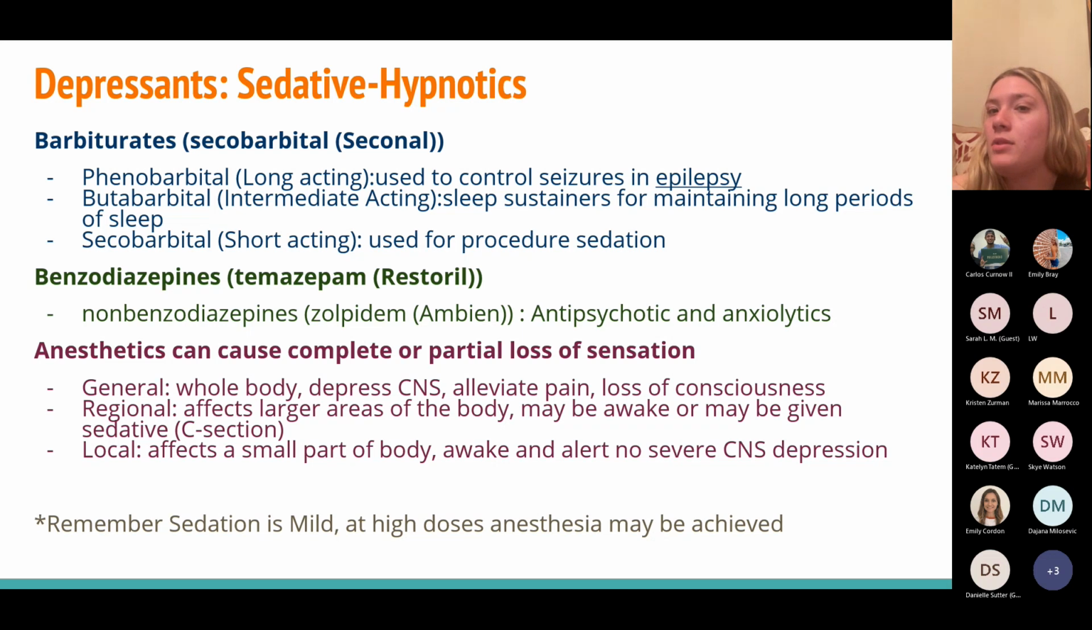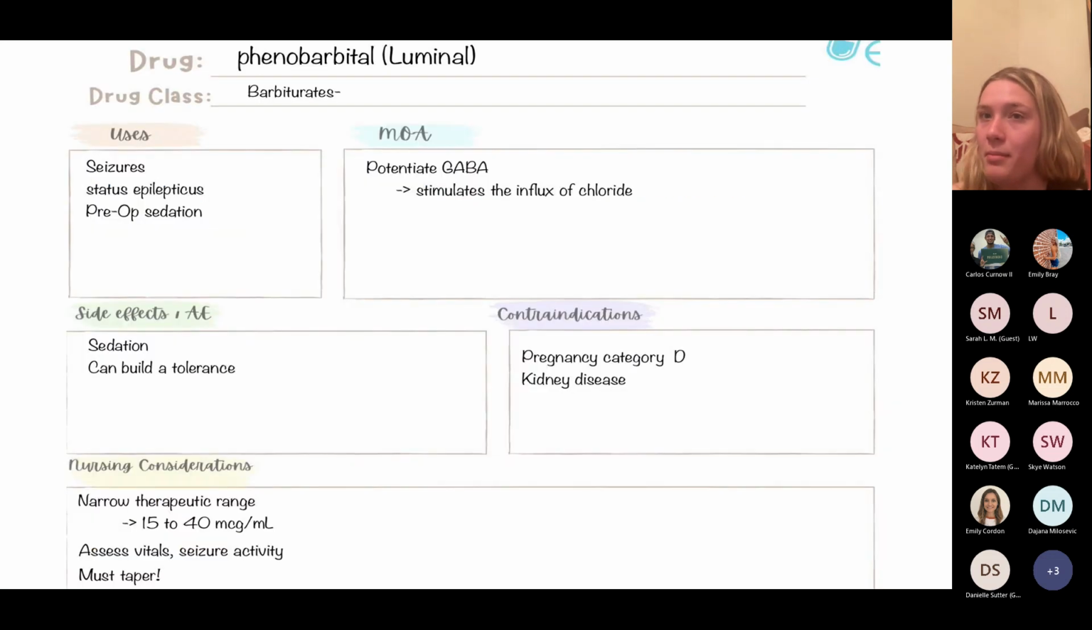Regional, this is usually affecting larger areas of the body. Think of a C-section. Moms who are having a C-section are not asleep. They just can't really feel from the waist down, sometimes even the neck down. So that would be a regional anesthetic. And then local, this is a small part of the body. It has no severe CNS depression. So this is usually what's used if someone's getting stitches, etc. And just kind of keep that in mind.